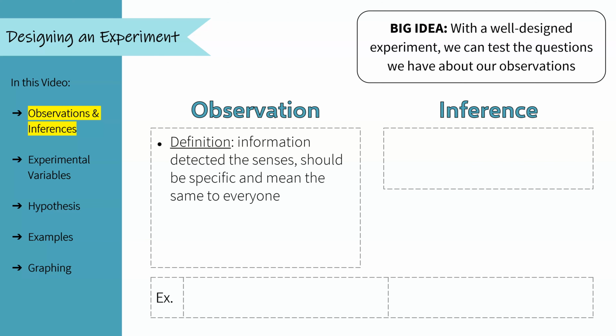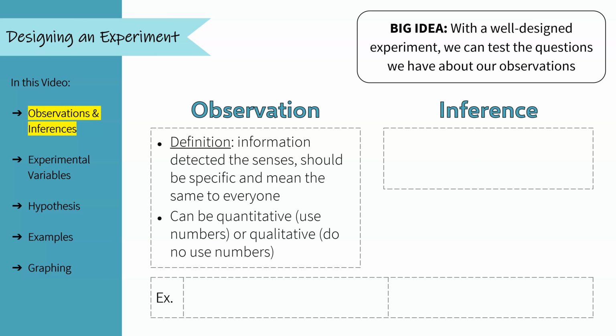So an observation is information that's detected by our senses. So that's our sight, hearing, smelling, tasting, and touching. As scientists, when we make observations, we want them to be specific and mean the same to everyone so that others can understand what we're observing. So, for example, I might eat a piece of chocolate and observe, ew, this is gross. But that might not be what you observe about chocolate. So I might say, this tastes sweet, because I know that you will have an understanding of what sweet tastes like.